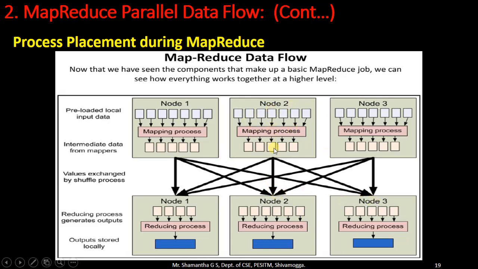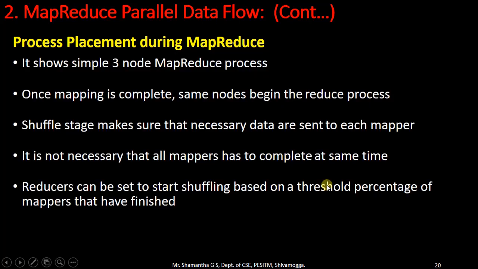The data from node 2, the processed data, is shared to node 1 and node 3. The data of node 3 is shared to node 1 and node 2, and they can start the reducing process. Once the reducing process has been completed, the outputs are stored locally. This blue color indicates the output of the input data that is stored locally. So ultimately the local data is mapped, exchanged to other nodes in the reduction process, and once again the output is stored locally. Steps happening in this diagram are summarized here.